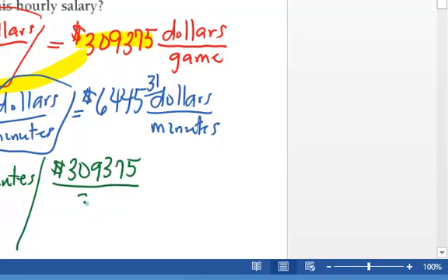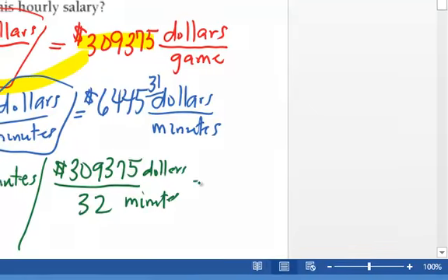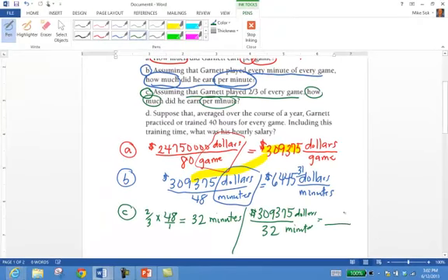$375 and divide that by 32 minutes. Remember, this is dollars and this is minutes. And if you do the math there, that will give you how many dollars per minute he had if he sat on the bench and only played 2/3 of the game. All right, hopefully that's helping out so far.